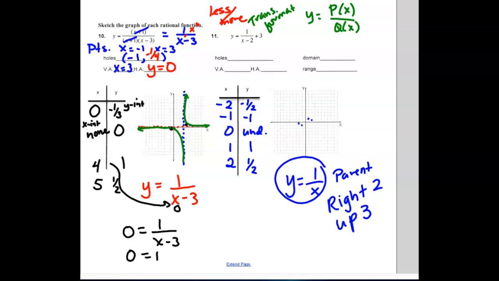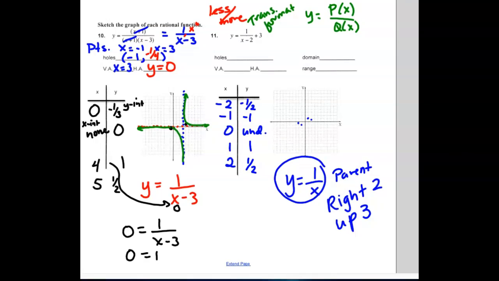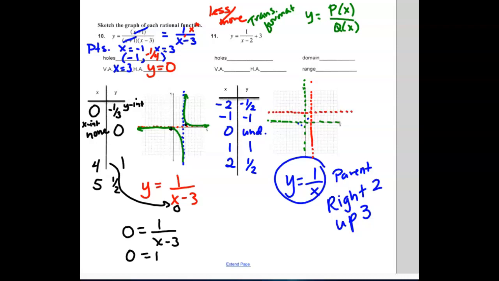We are shifting this right 2 and up 3. So instead of our vertical asymptote being right on the axes, we are going to move that. We're going to move it right 2. So my new vertical asymptote is going to be here. And my new horizontal asymptote needs to move up 3. So it's right there. And then we're going to just take our points and shift them.